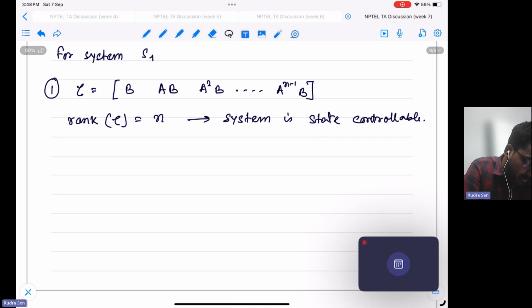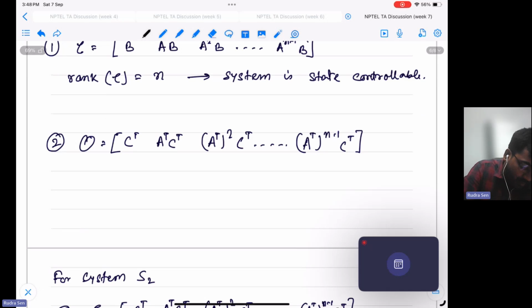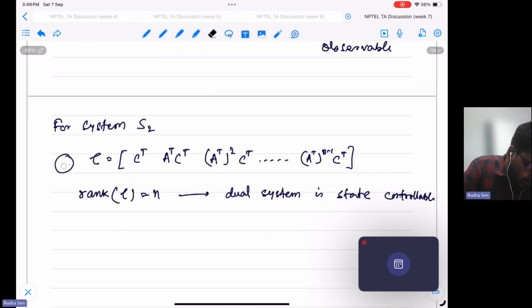This is the one thing. And the second thing is observability, which is C transpose, A transpose C transpose, A transpose squared C transpose, up to A transpose to the power n minus 1 C transpose, for system 1. The rank of O should be n. Then the system is state observable, right?